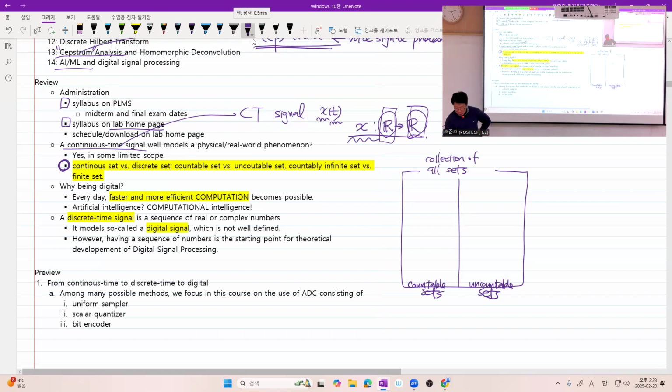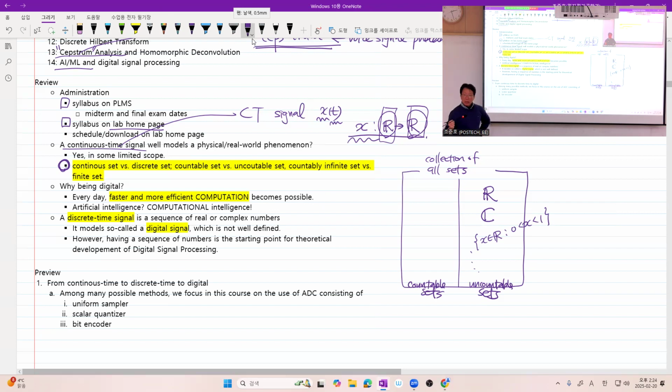Yeah. So, yeah, the set of real numbers. And of course, the set of complex numbers. They are uncountable sets. And interestingly, for example, the set of real numbers on, for example, this interval is also an uncountable set. Got it? So there are many uncountable sets.